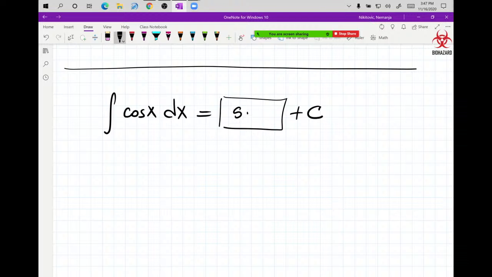Beautiful. Sine x. This is what integration is all about. Now, yes, we're going to have procedures and things like that later on, sure. But this intuition is very important.